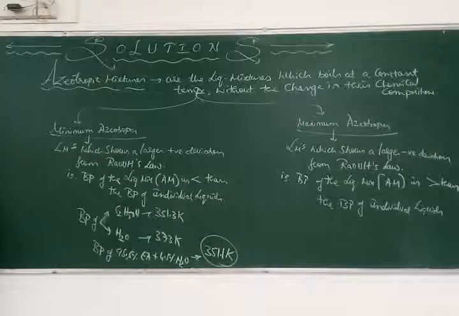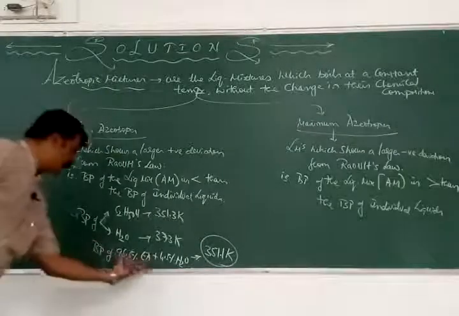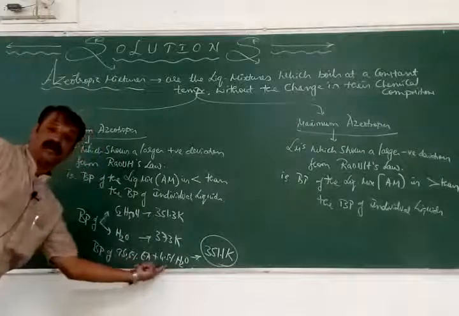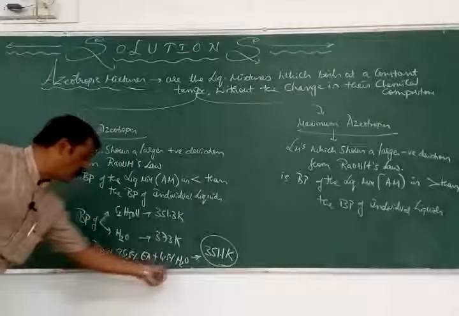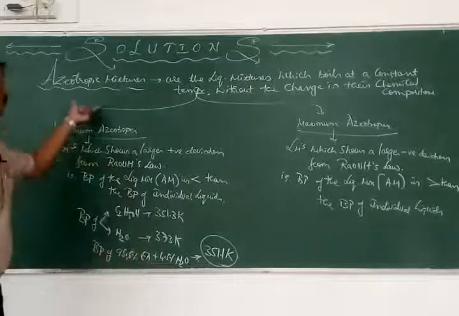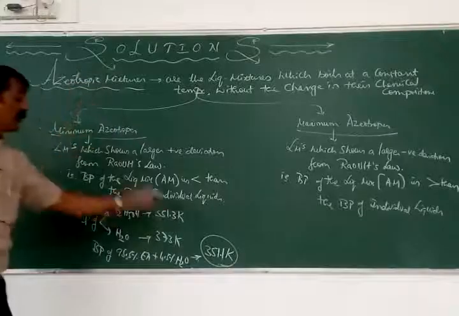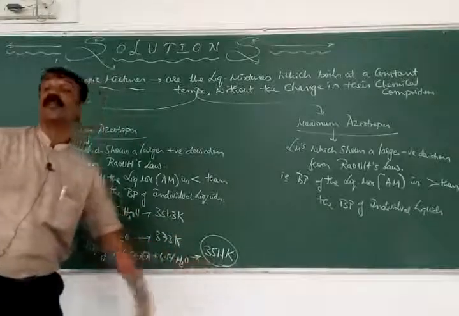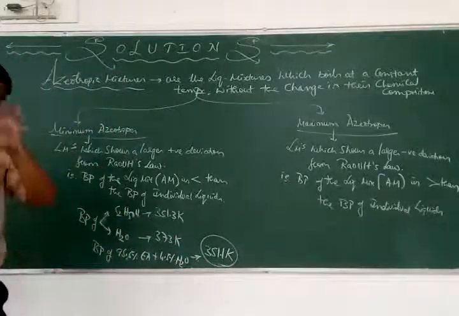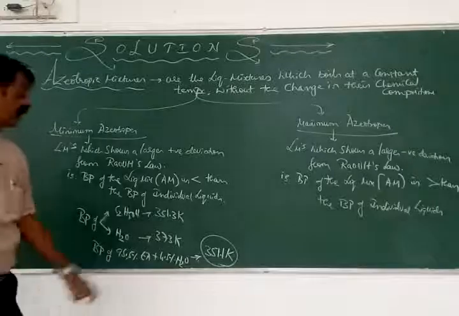So what's the meaning of that here? This is called an azeotropic mixture. That is 95.5% of ethyl alcohol and 4.5% of water. What mixture is it? Azeotropic mixture, because they boil at a constant temperature of 351.1. But what is that 351.1?